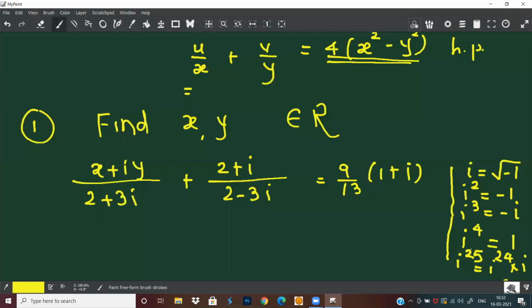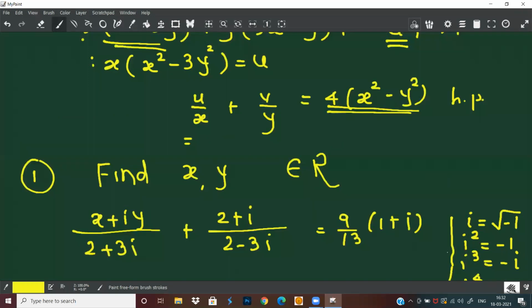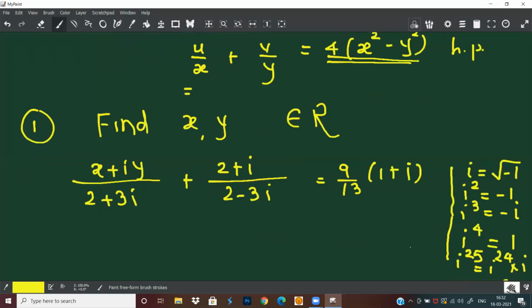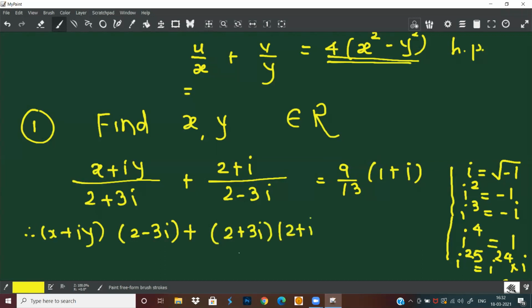So basically you need to know this. i is the square root of -1. i squared is -1. i cubed is -i. And i raised to 4 is plus 1. Yes, you can start solving this. Solve on your own. Okay, great.